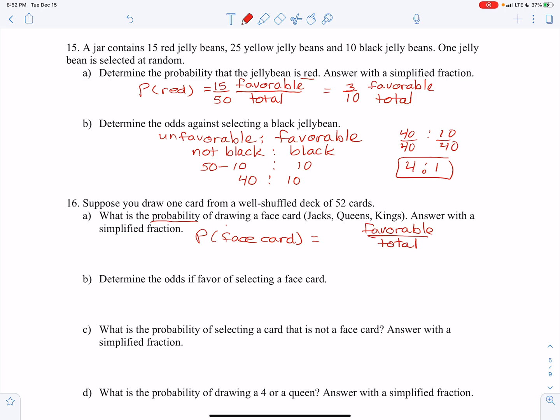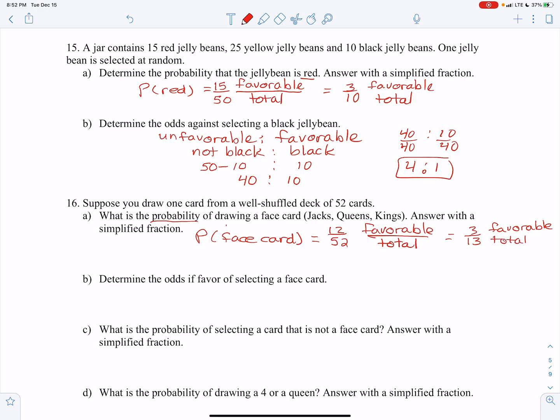So there's 12 face cards in the deck out of the 52 cards in all. So I can reduce this, since we want a simplified fraction. 4 goes evenly into both 12 and 52, so 3/13. So the 3 represents the favorable in the reduced form. The 13 represents the total.